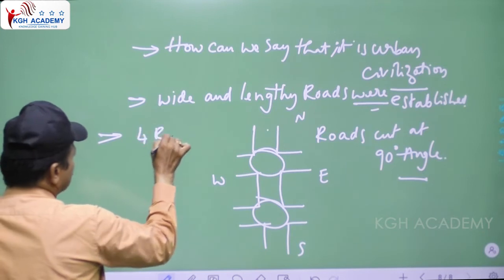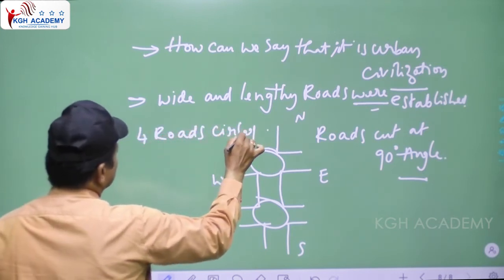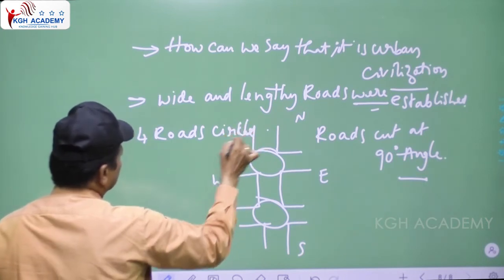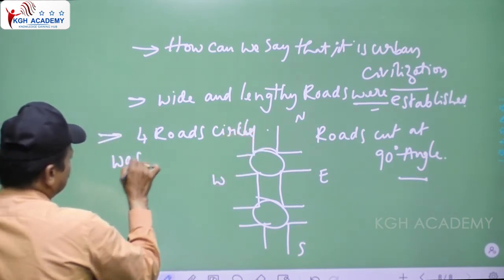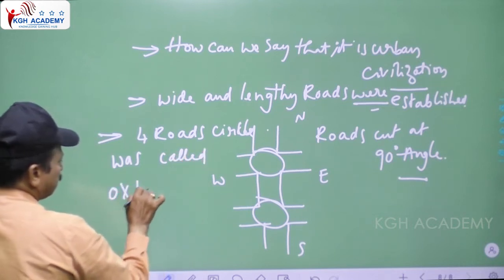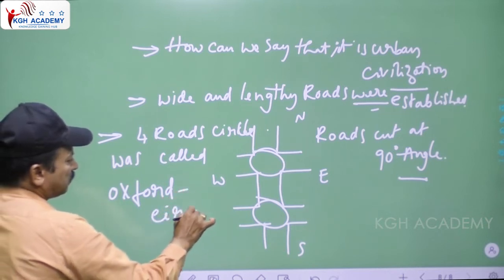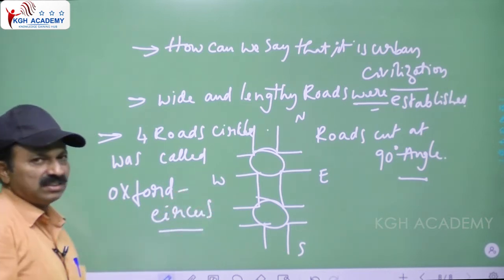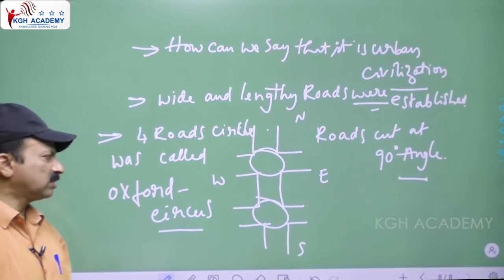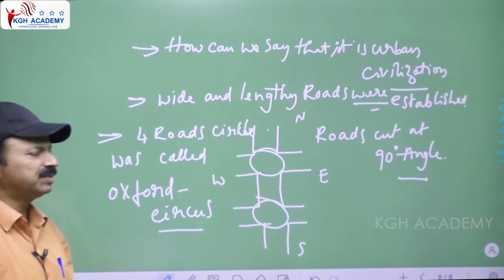This four-road circle was called Oxford Circus, like that it was said. It is called Oxford Circus.